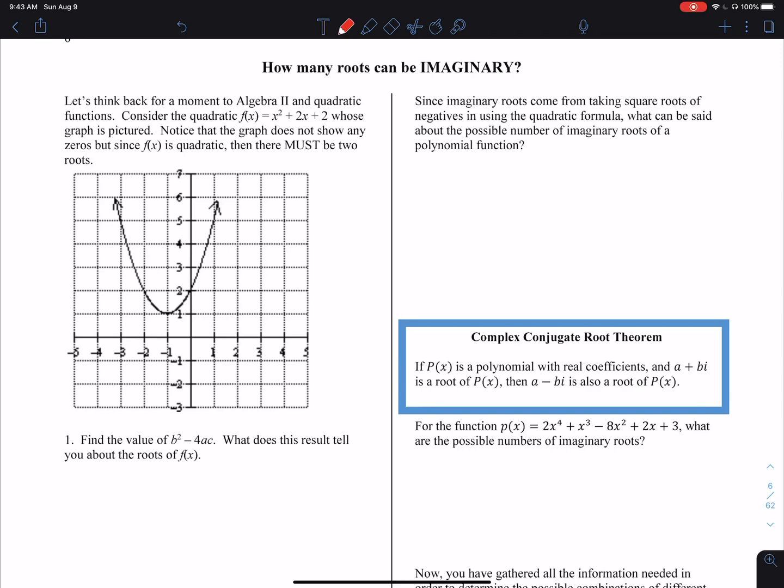Now we're going to determine how many roots could be imaginary. Let's think back for a moment to Algebra 2 and the quadratic function. Consider the quadratic f of x, whose graph is pictured. Notice that the graph does not show any zeros, but since it's a quadratic, there must be two roots. Once again, this is the entire reason that imaginary numbers were invented, so that the fundamental theorem of algebra would work, even when it clearly doesn't work.